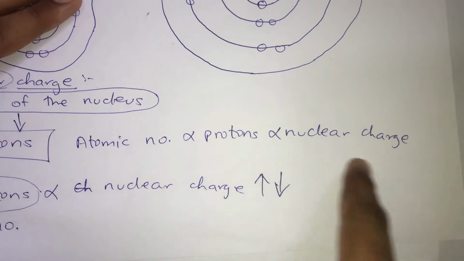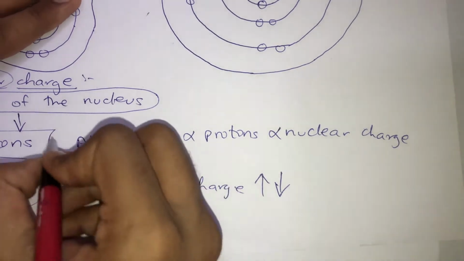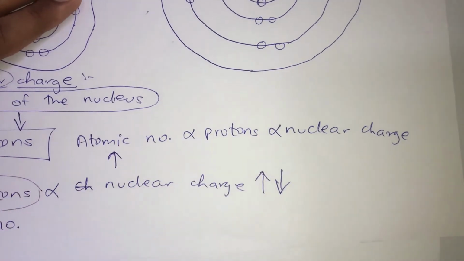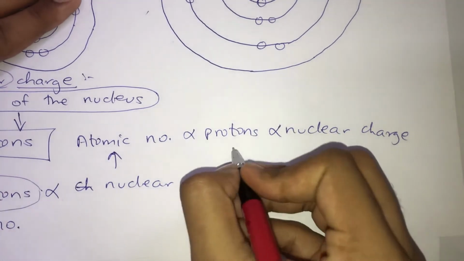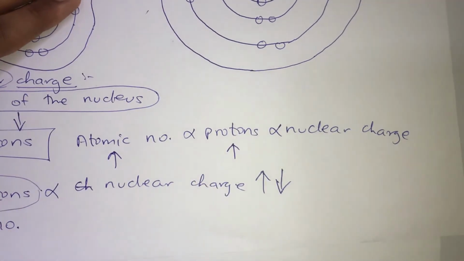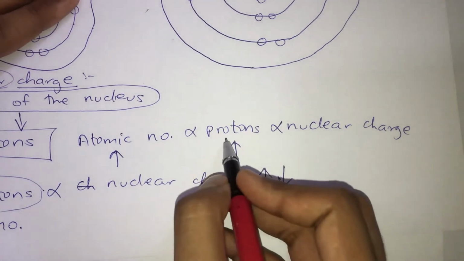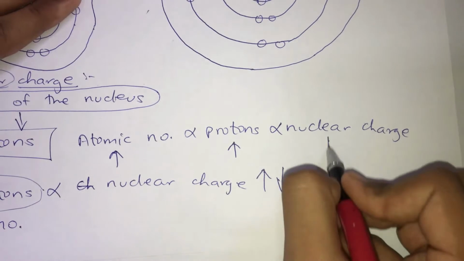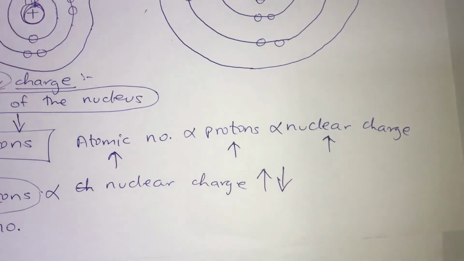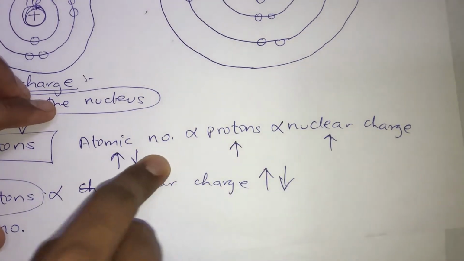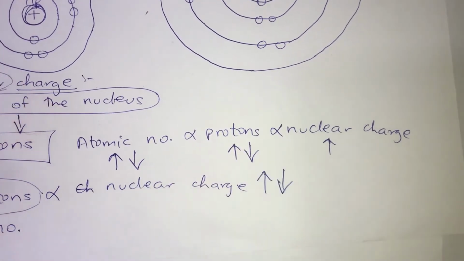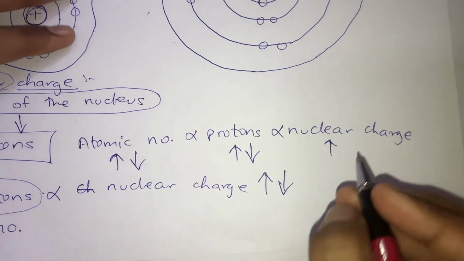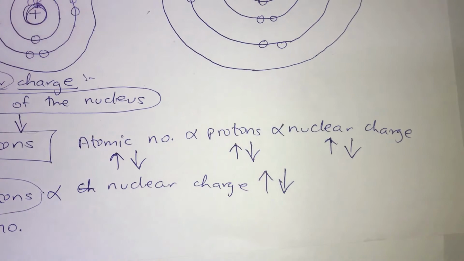So can I relate all three of them? Suppose I increase the atomic number. Then it is obvious that the number of protons inside the nucleus is going to increase. And if the number of protons is going to increase, then it is obvious that the nuclear charge of the nucleus is also going to increase. Similarly, if I decrease the atomic number, it is obvious that the nucleus will contain fewer protons. And if the nucleus contains fewer protons, then obviously the nuclear charge will also be less.